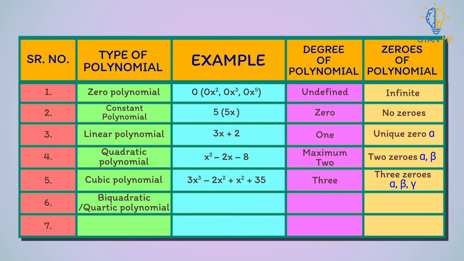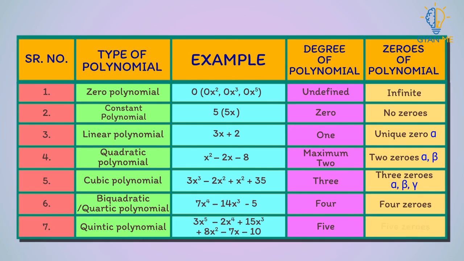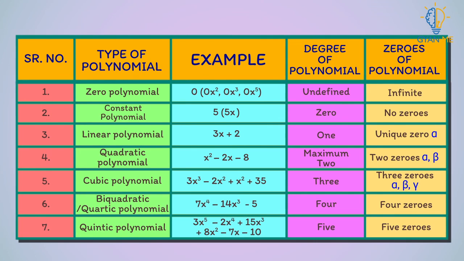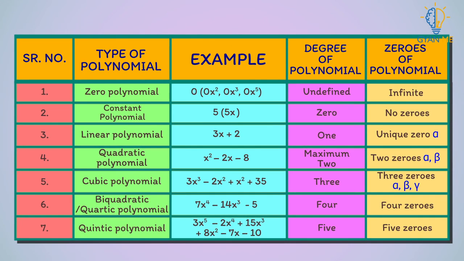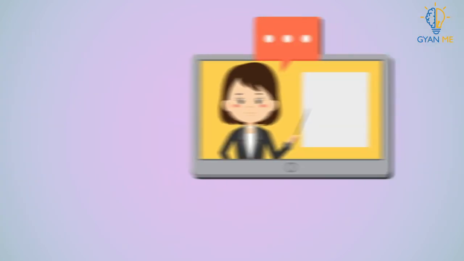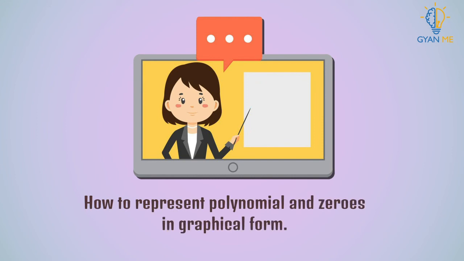Likewise, a biquadratic polynomial, that is with degree 4, or a quintic polynomial, that is a polynomial with degree 5, can have maximum 4 and 5 zeros respectively. Now we know from this video that the values of the variable at which the value of the polynomial expression becomes 0 are called zeros of the polynomial. The number of zeros of a polynomial depends on its degree. In the next video, we will see how to represent polynomials and zeros in graphical form.